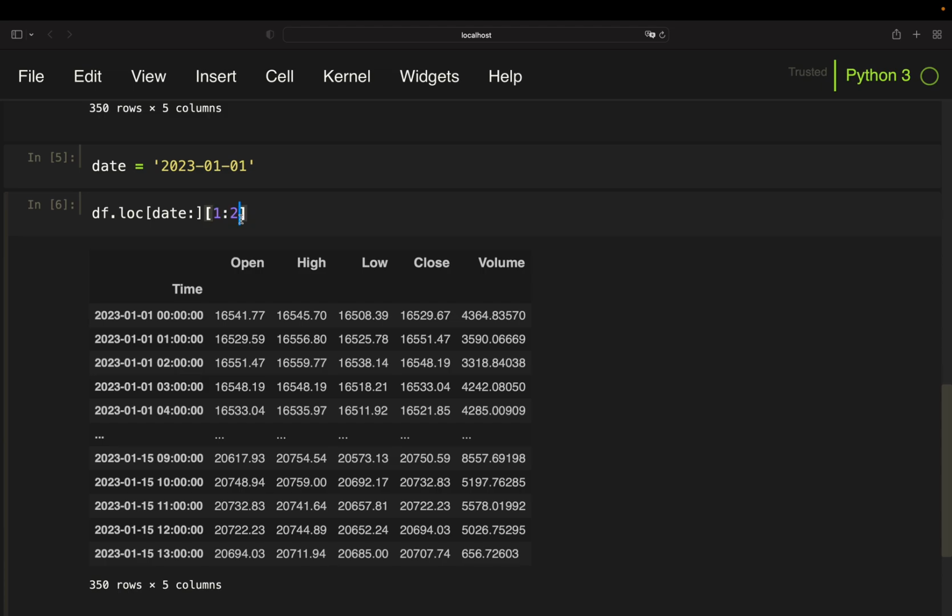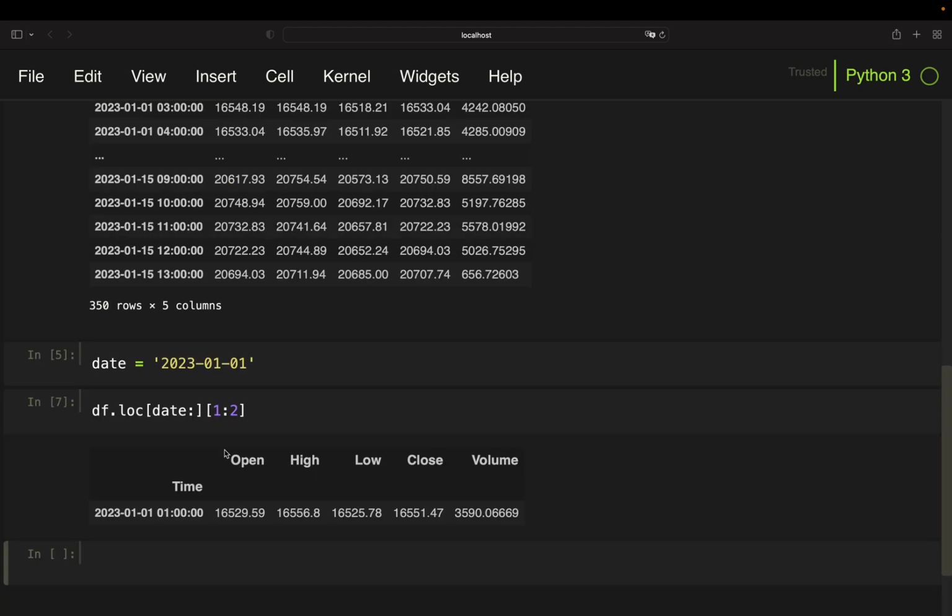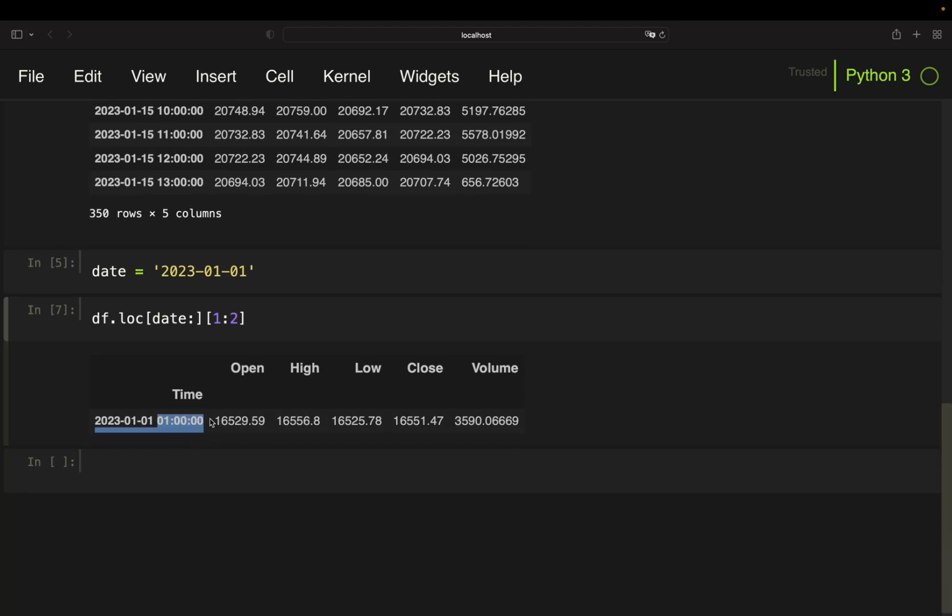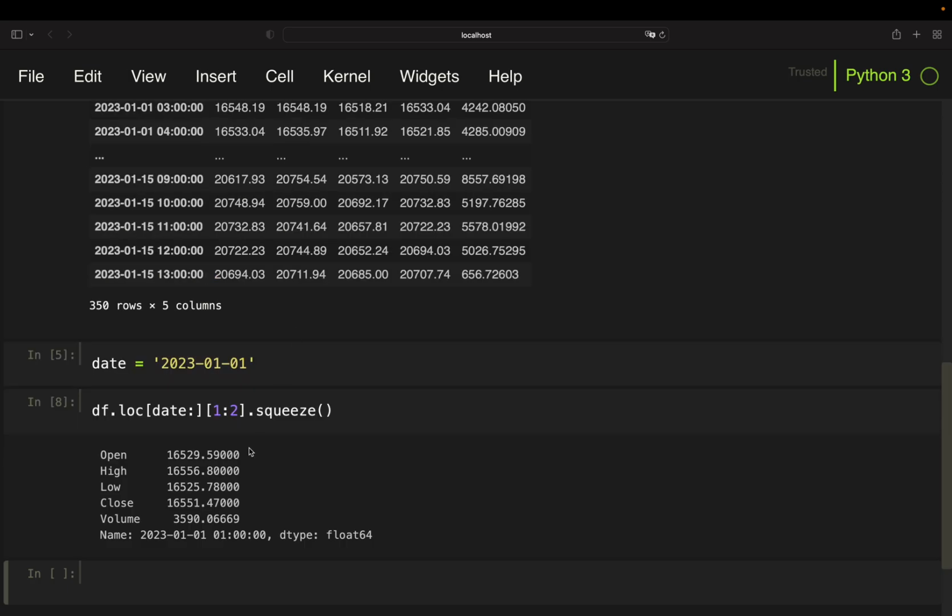So I'm just screening for the second row here by simply slicing. Now as you see, we're getting the 1 o'clock candle and this is what we need for our calculations. Now to make things easier, we can transform this data frame into a series by using Pandas' handy squeeze function. So this is just transforming a data frame into a series.